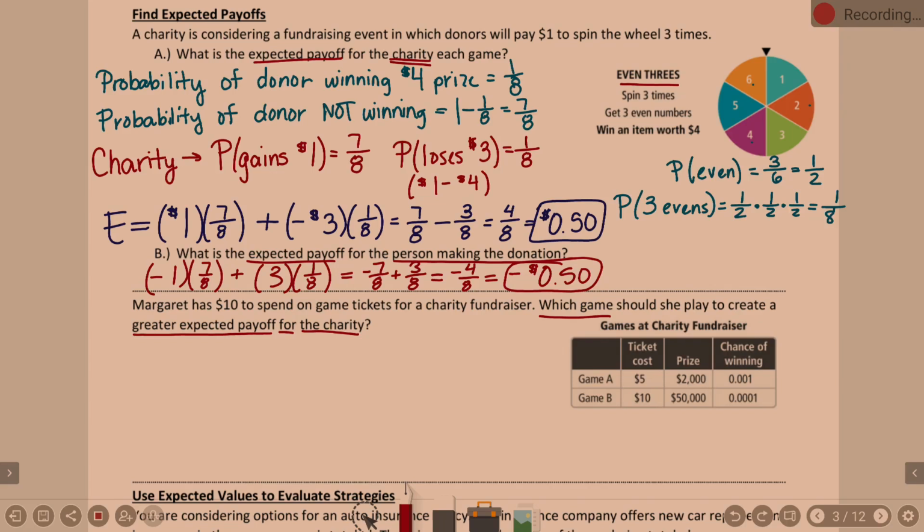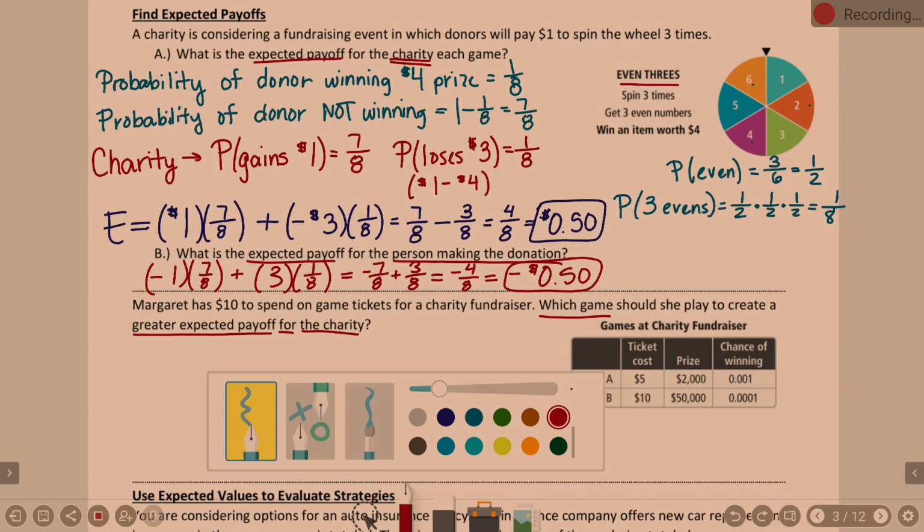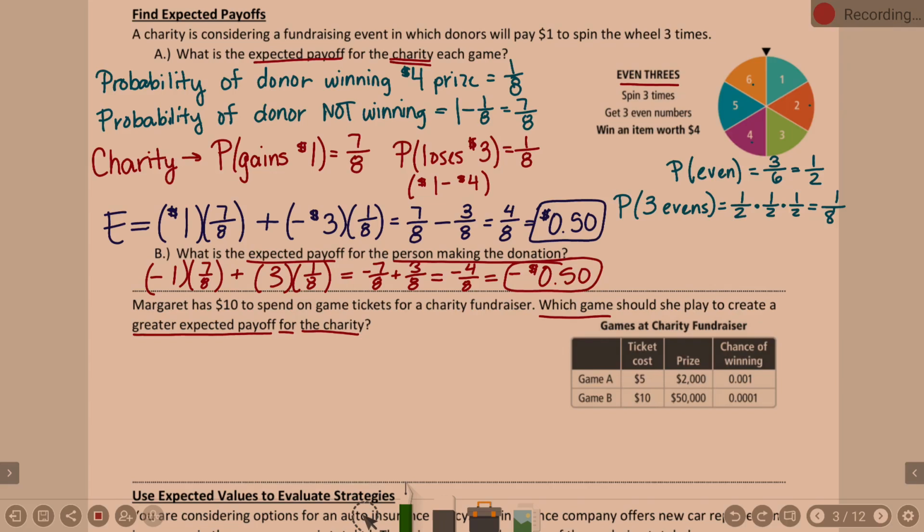But there's a 1/10,000th chance of winning. At that point, just don't play. But it's $50,000. That's a lot of money. You know, I know, $10 could add up to $50,000 eventually. Okay, so, well, let's look at greater expected payoff here.